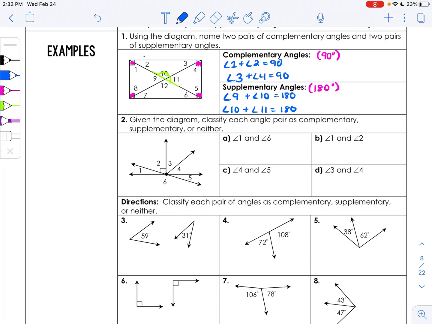Number 2, given the diagram, classify each angle pair as complementary, supplementary, or neither. A wants us to compare angle 1 and angle 6. If we were to draw our arcs for these two angles, angle 1's arc is here, and angle 6's arc is here. Those two arcs together make a half circle, which makes a straight angle, which is 180 degrees, which represents supplementary angles.